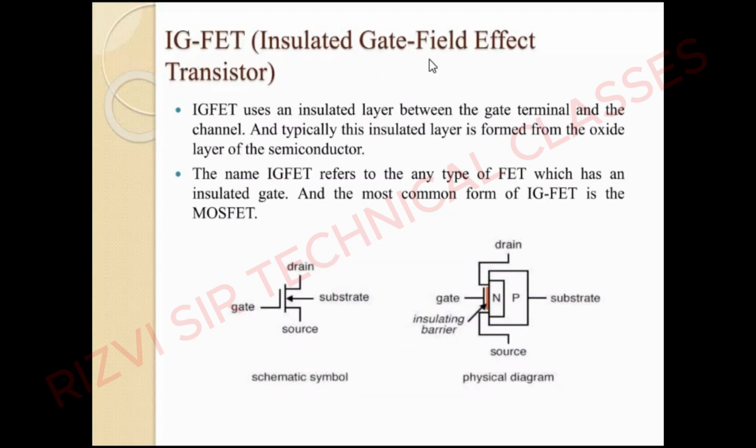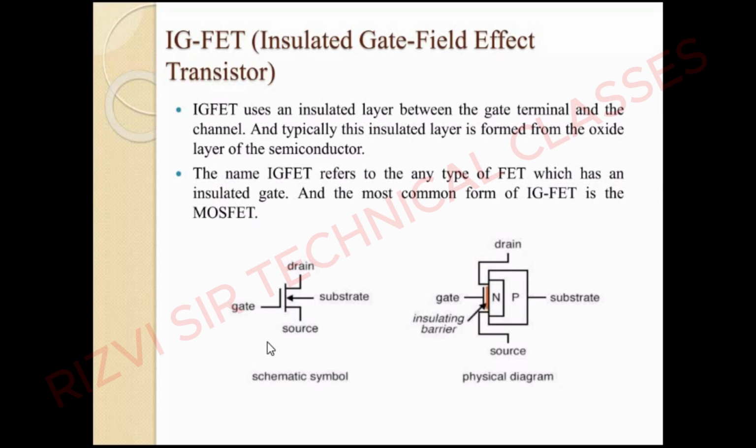And IGFET, insulated gate field effect transistor. IGFET uses an insulated layer between the gate terminal and the channel, and typically this insulating layer is formed from the oxide layer of the semiconductor. The name IGFET refers to any type of FET which has an insulated gate, and the most common form of IGFET is the MOSFET, that is metal oxide semiconductor field effect transistor.